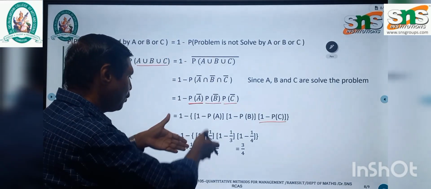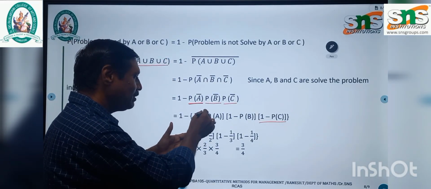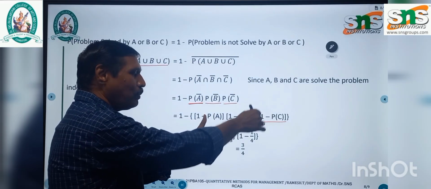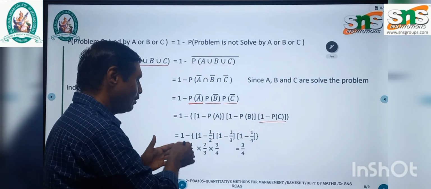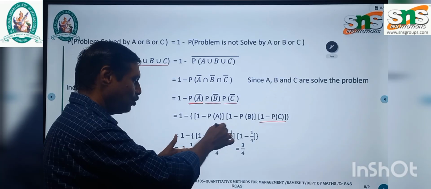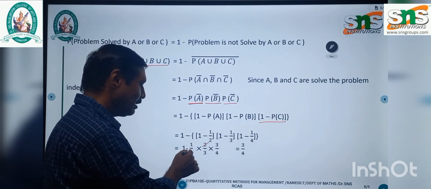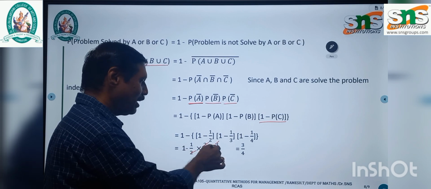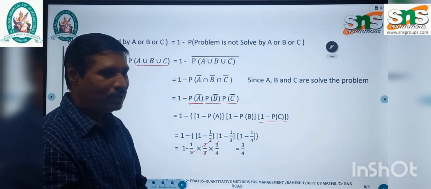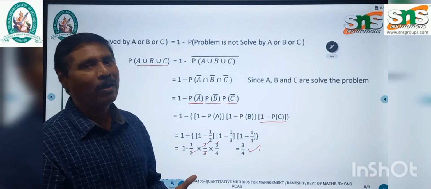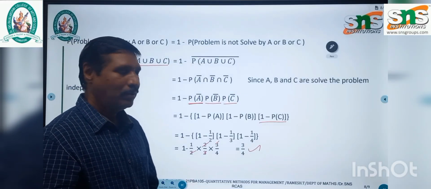We substitute all the values: 1 minus, chance for A is 1 by 2, chance for B is 1 by 3, chance for C is 1 by 4. So 1 minus 1 by 2 into 2 by 3 into 3 by 4. Cancel these 2, cancel these 3. So 1 minus 1 by 4, that is equal to 3 by 4. That is the chance that the problem is solved by A or B or C.